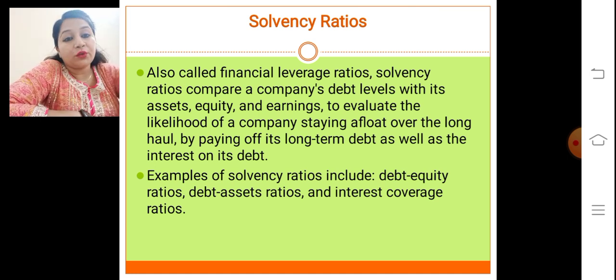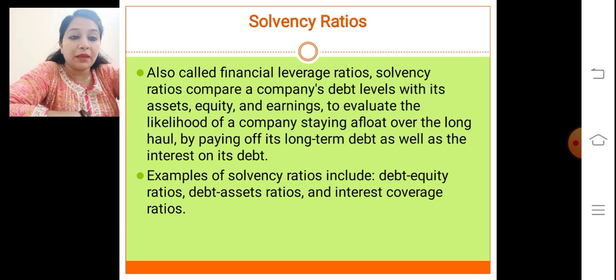Next ratio is solvency ratio. It is also known as financial leverage ratio. Solvency ratio basically compares the company's debt level with its assets, equity and earnings to evaluate the likelihood of the company staying afloat over the long haul by paying off its long-term debt as well as interest on its debt. Examples of solvency ratio include debt equity ratio, debt asset ratio, and interest coverage ratio.